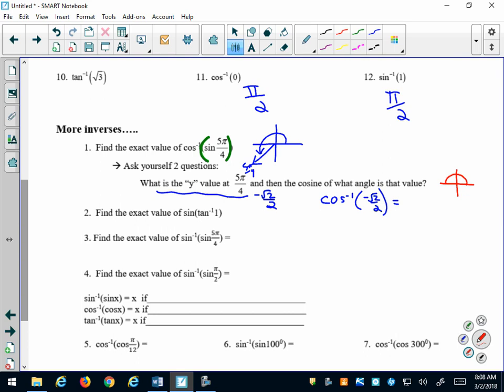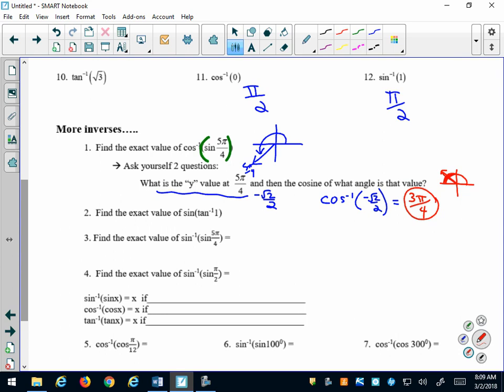Cosine is the x value. So is it going to be the first quadrant or the second quadrant? Second. So you know you're over here somewhere. And if it's negative square root of 2 over 2, we're going to again be at a fourth, right? You're going to be at a 3 pi over 4. Right.